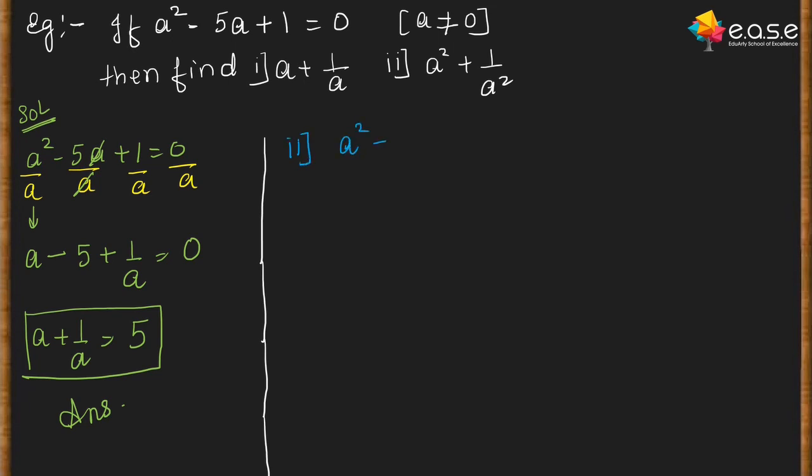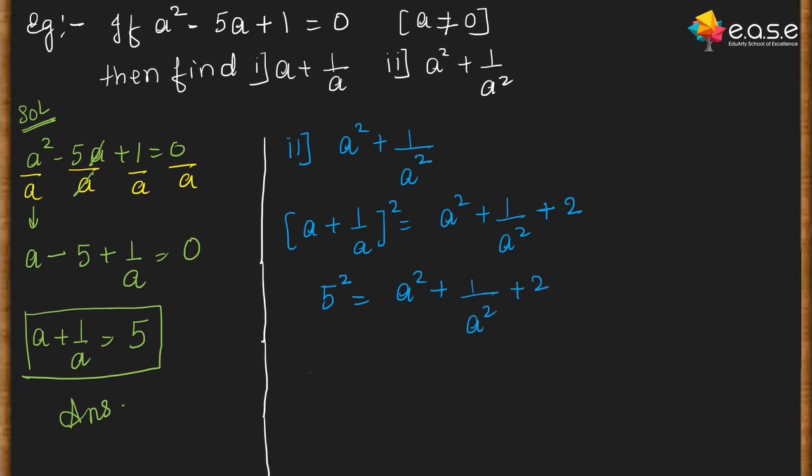Now we know that a plus 1 by a the whole square is equal to a square plus 1 by a square plus 2. Correct? So we have the value of this, so we can say that 5 square is equal to a square plus 1 by a square plus 2. That's equal to 25. And see this 2, if you take it on the left hand side, it will become minus, correct? You understand?